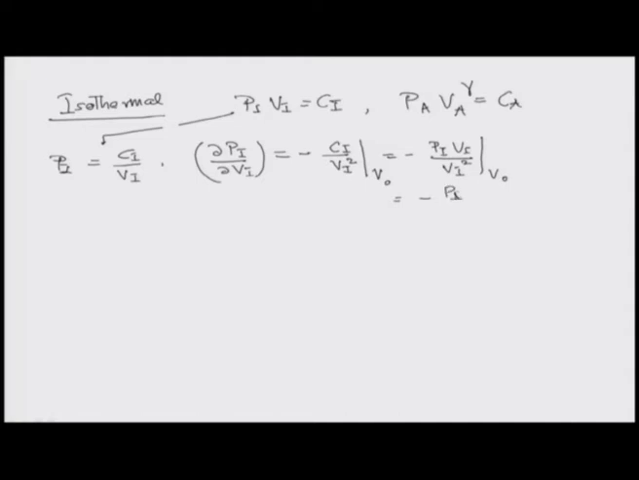I can immediately find out this is nothing but minus Pi Vi by Vi square. I cancel one of this, and this is evaluated at P naught V naught. So, the slope is given by minus P naught by V naught. This is the slope of the isothermal curve at the point of intersection. Now, let us go to the adiabatic.